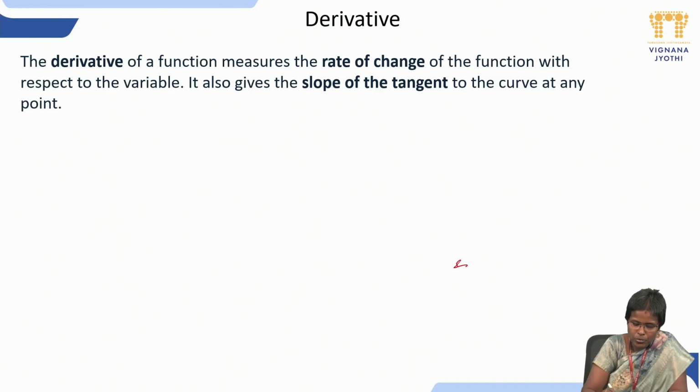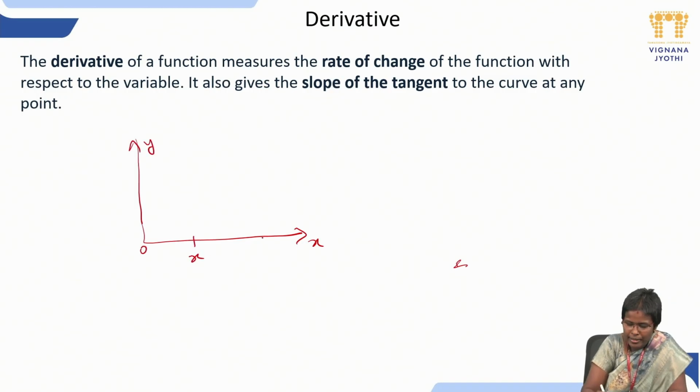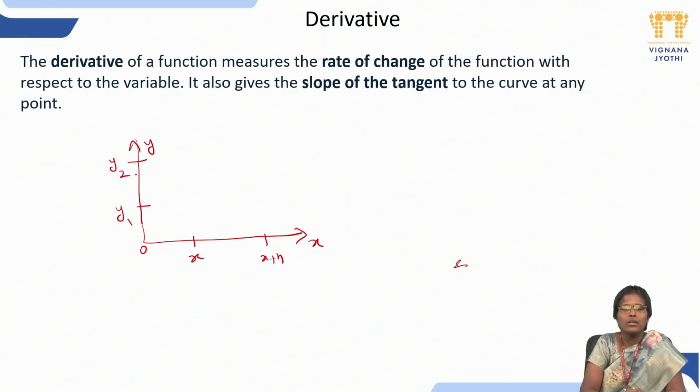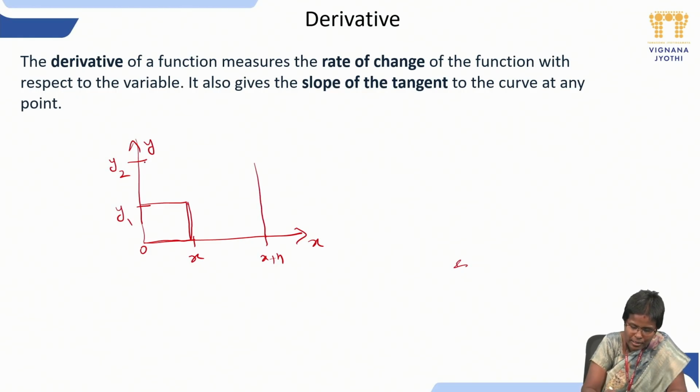Suppose this is the x-axis and this is the y-axis. Initially there is a point x, and another point I am going to take is x plus h. So I am taking two points, x and x plus h. Along the y-axis, I take two points, y1 and y2. With respect to x, this is the y value, and as x changes to x plus h, the corresponding y value is this one.